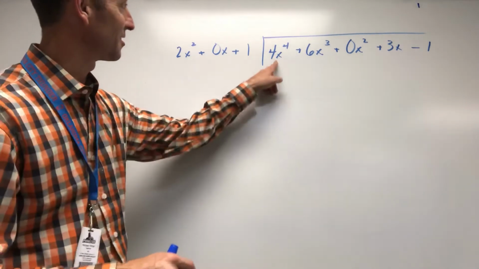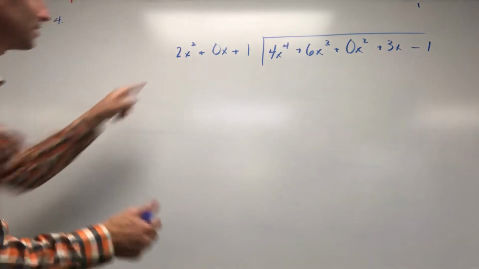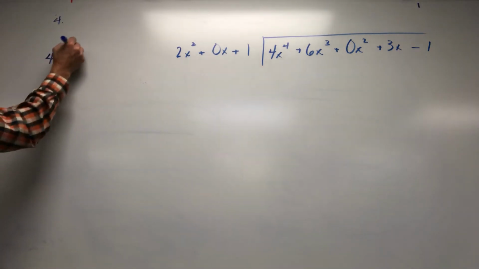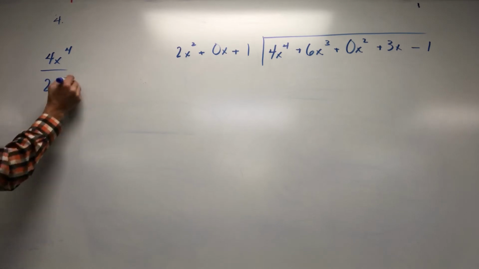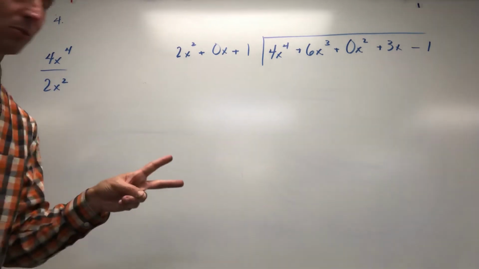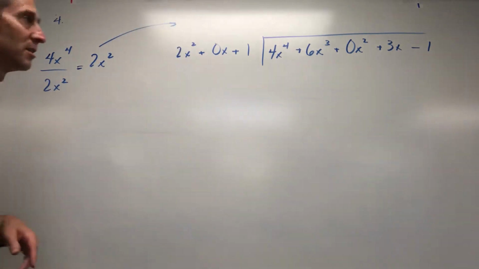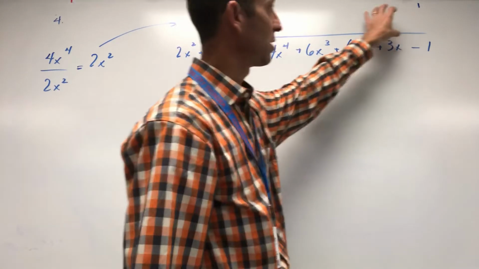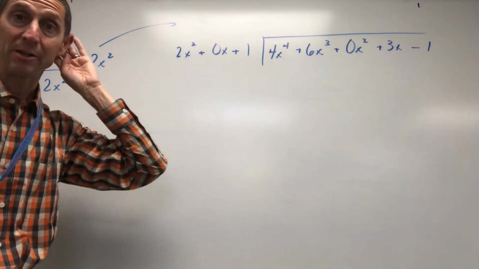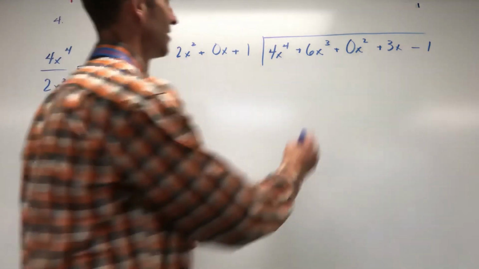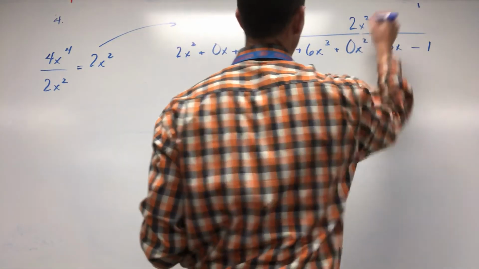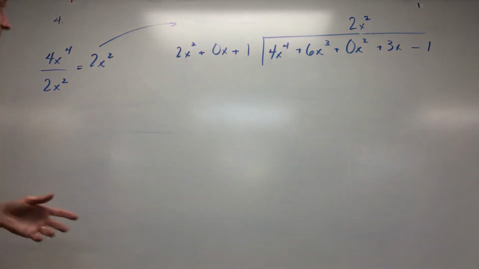Same process. Just grab your leadoff hitter and grab your leadoff hitter. Clean it up. 4x to the 4th, 2x squared. 4 divided by 2 is 2. Looks like a couple x's left, 2x squared going up. Where am I going to put it? I'm going to put it with the x squareds. So here's 2x squared in the x squared column.